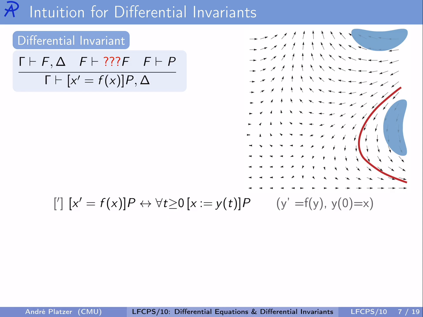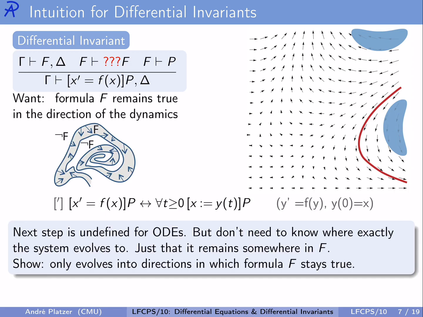Of course, it's somewhat short-sighted. But the point is, it's not like we really need to know what the solution is in order to be able to tell whether it's inside the bad blue region or not. Instead, what we want in an induction principle is to say here that the formula f remains true in the direction of the dynamics. So if it was starting out somewhere true, and we follow the dynamics, then it's always going from a state where it is true to a state where it is true again. Of course, the going from a state to a new next state is kind of sort of undefined in differential equations, so we have to be a lot more careful about that. But the advantage is, at least we don't need to know where exactly the system evolves to, right? We just need to know that it doesn't go somewhere unsafe.